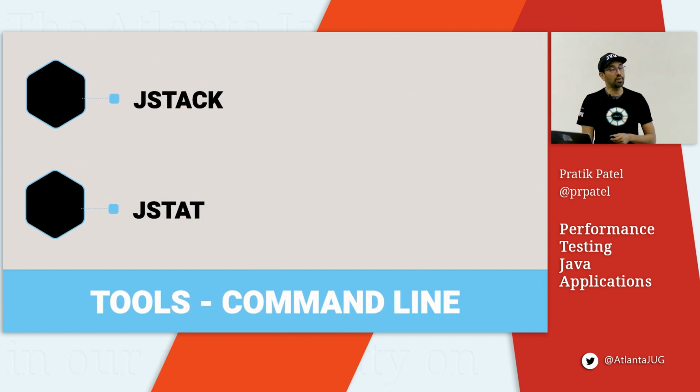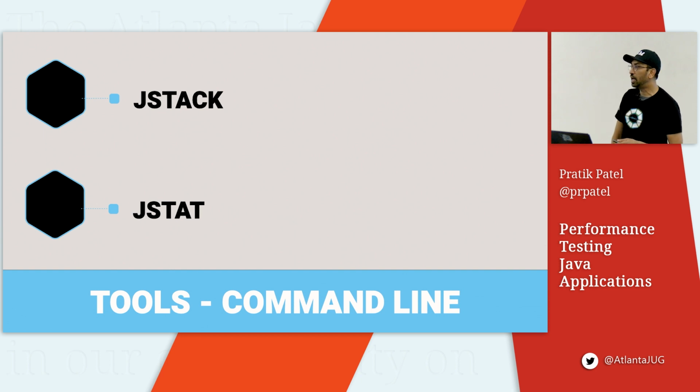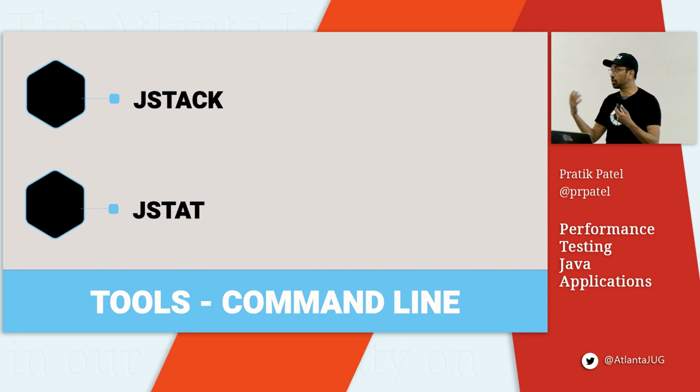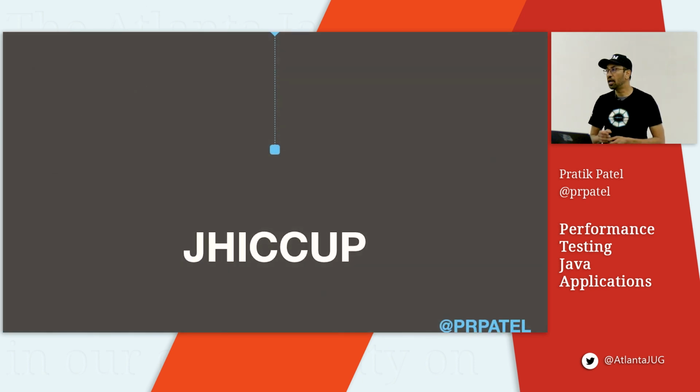And then two command line tools I like to use are JStack and JStat. JStat gives you GC and memory outputs into your logs. JStack gives you essentially thread dumps with various different bells and whistles depending on what you want to get out of it. Okay, but the one tool I want to introduce to you is called JHiccup.